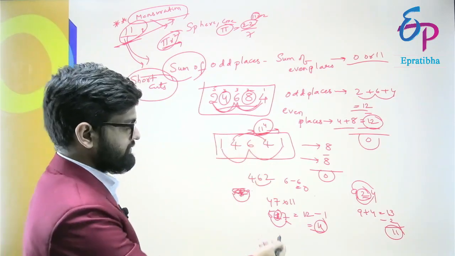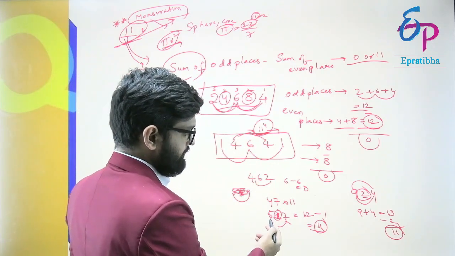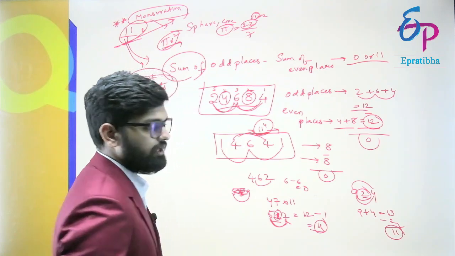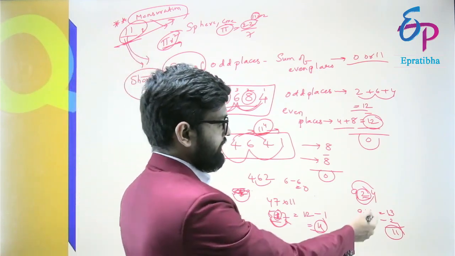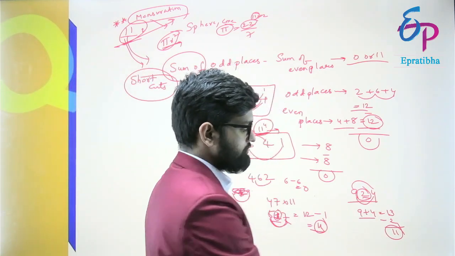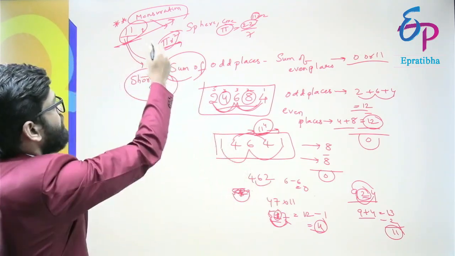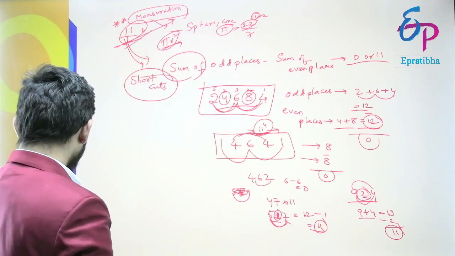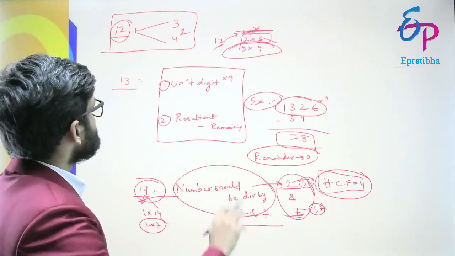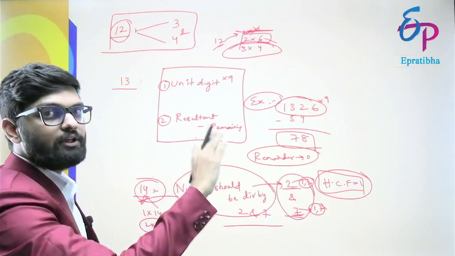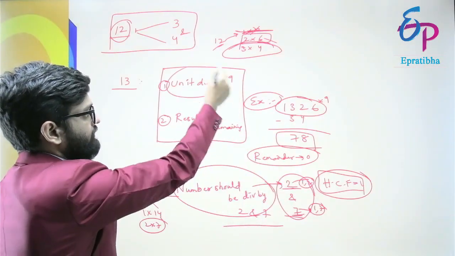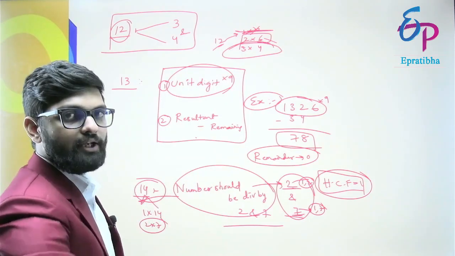If you take one more example, 517: 5 plus 7 is 12, and 12 minus 1 is 11. And here 924: 9 plus 4 is 13, and 13 minus 2 is 11. So these kinds of numbers will always satisfy the 11 divisibility rule. Moving on, until here it is very important. For 12, it is 3 and 4. For 13, it is the last digit into 9, and the resultant minus the remaining numbers.